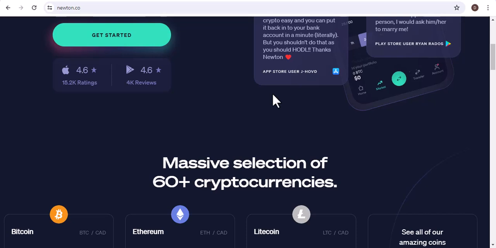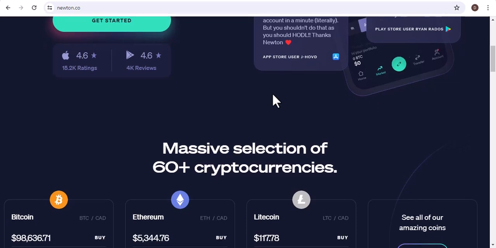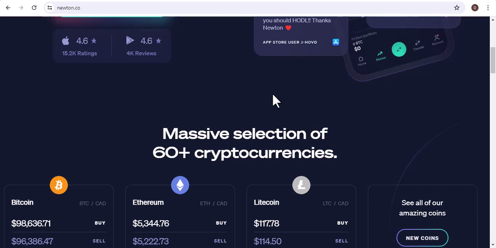Tips for sending BTC from Newton. Make sure that the address you are sending BTC to is correct. Double-check the amount of BTC you are sending. Once you have sent BTC, there is no way to get it back.